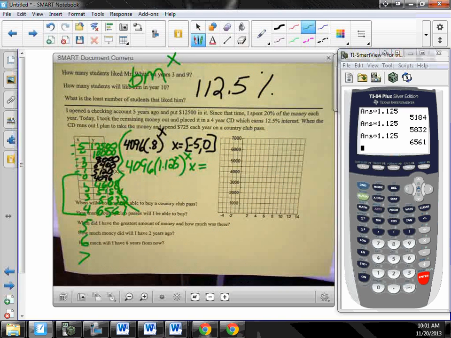Do I include 0? No, because I included it in the last one. Do I include 4? If you want to, you can. You just have to include it in one or the other. So 0, parenthesis, 4, and I'll put a bracket. Okay? So what happens after that?